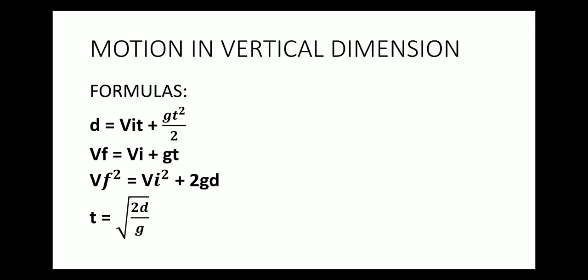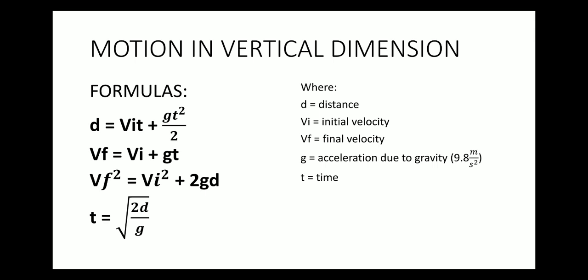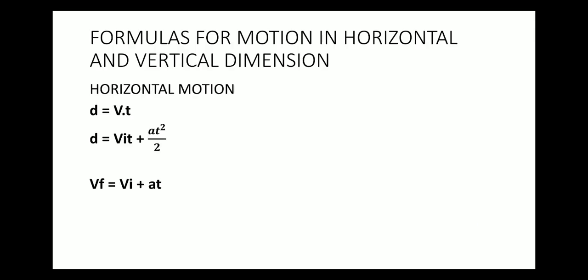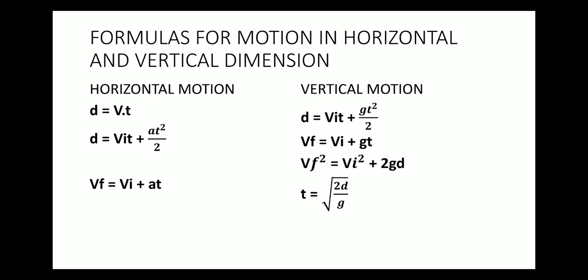And we can also find time if the time is unknown using the formula t is equal to square root of 2d over g, where d is the distance, vi is the initial velocity, vf is the final velocity, g is acceleration due to gravity, which is constant, 9.8 meters per second squared, and t is the time. So now, for the summary of the formula, we have the horizontal and vertical motion.